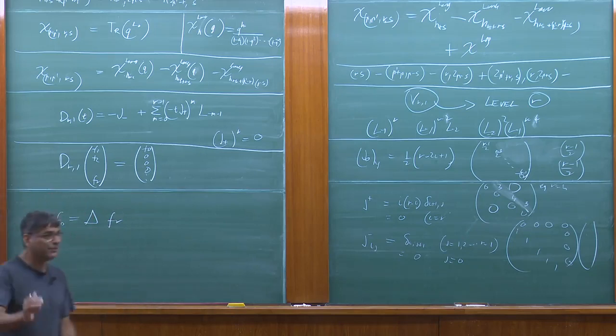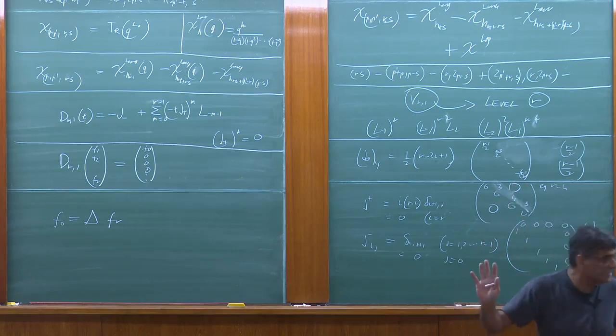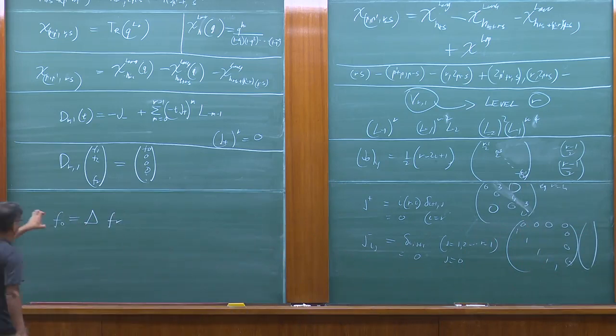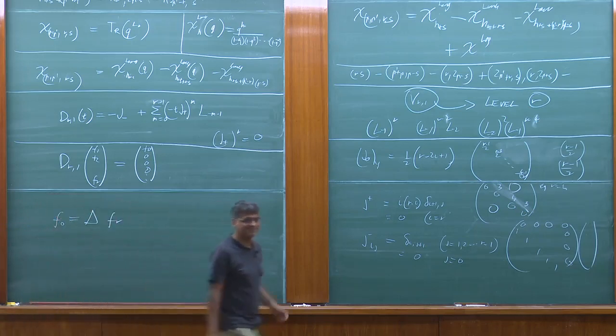Okay? The claim we're going to make is this, that if we replace fr by the primary state, then f0 by a descendant will be a descendant. We define this delta by this procedure, and the claim we're going to make is that if we act this delta on the primary state, that gives us the null state. Is the claim clear?